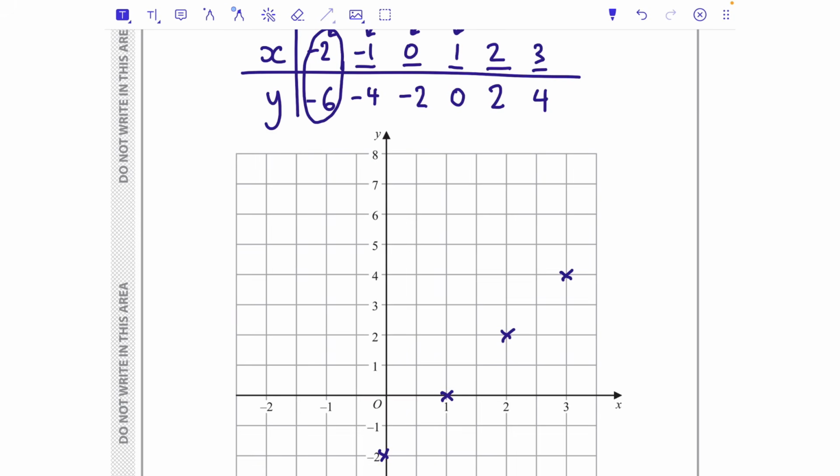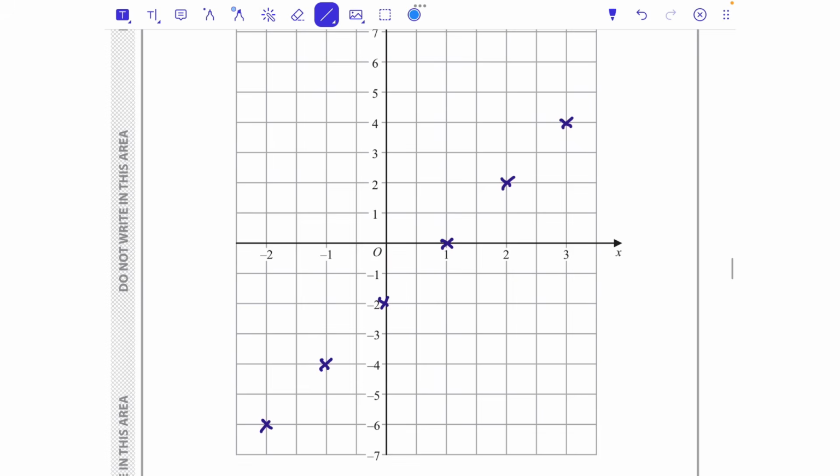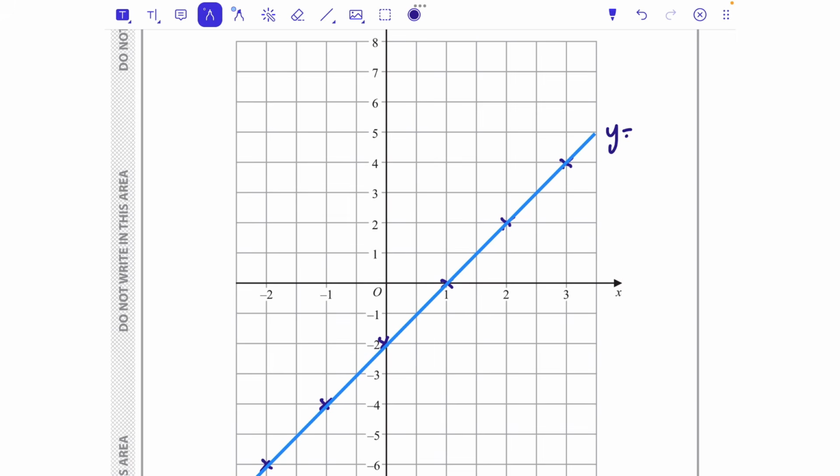And then we're going to get our straight line tool. And we're going to join that up with a nice straight line going through all of those points. That is the line y equals 2x minus 2. Now that's the first way you could have done it.